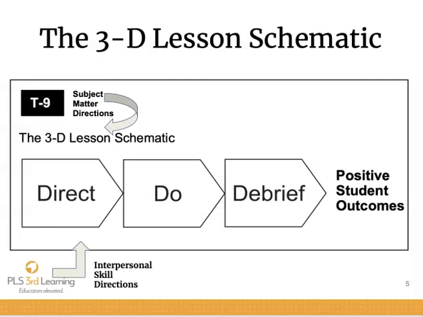The second skill we teach students in a 3D model is an interpersonal skill. During your first experience with a 3D model, you will be practicing an interpersonal skill at the same time you are working on the subject matter. Below, direct on the 3D lesson schematic on page 54, write interpersonal skill directions. Most students don't know how to work in groups, so we will be teaching them how to interact with each other.